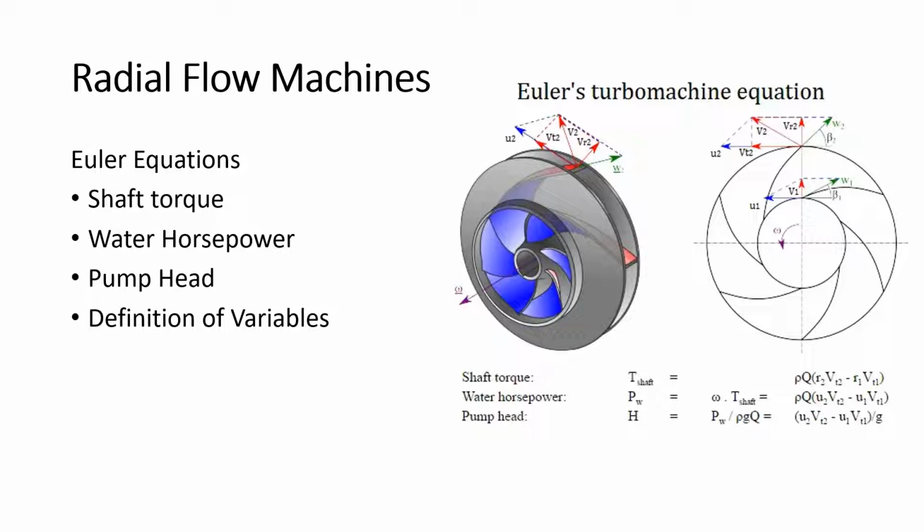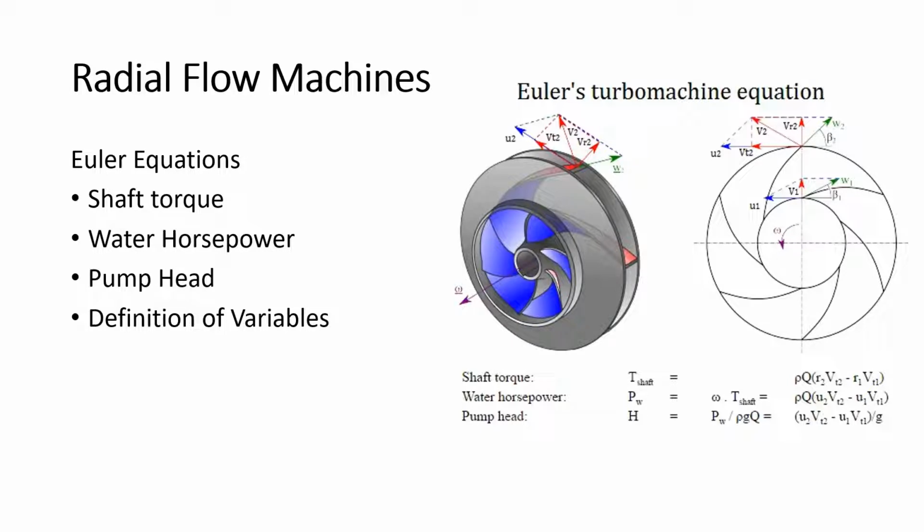Euler's turbomachine equation, sometimes called Euler's pump equation, plays a central role in turbomachinery. It connects the work and the geometry and velocities in an impeller. It's based on the basic principles of conservation of angular momentum and conservation of energy. Euler's turbomachine equations are shaft torque, which you can see the equation listed, water horsepower, and pump head.